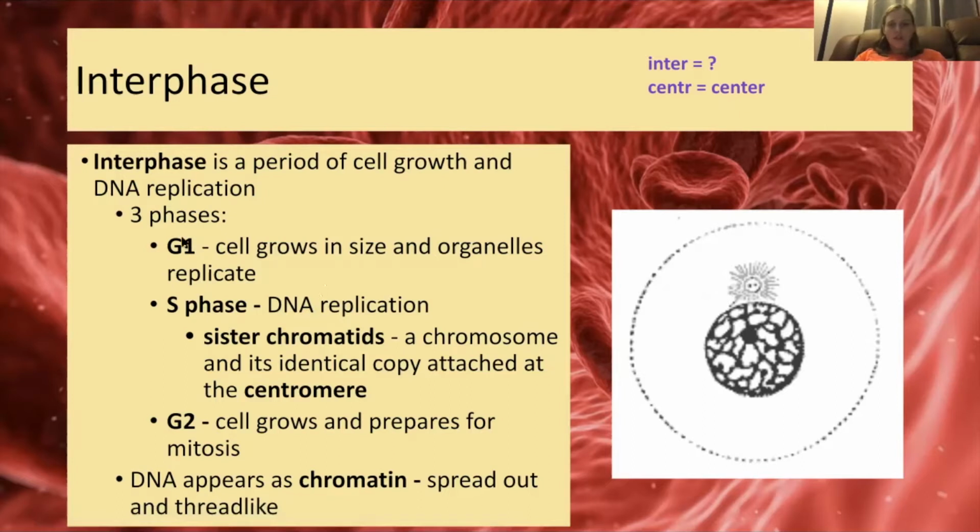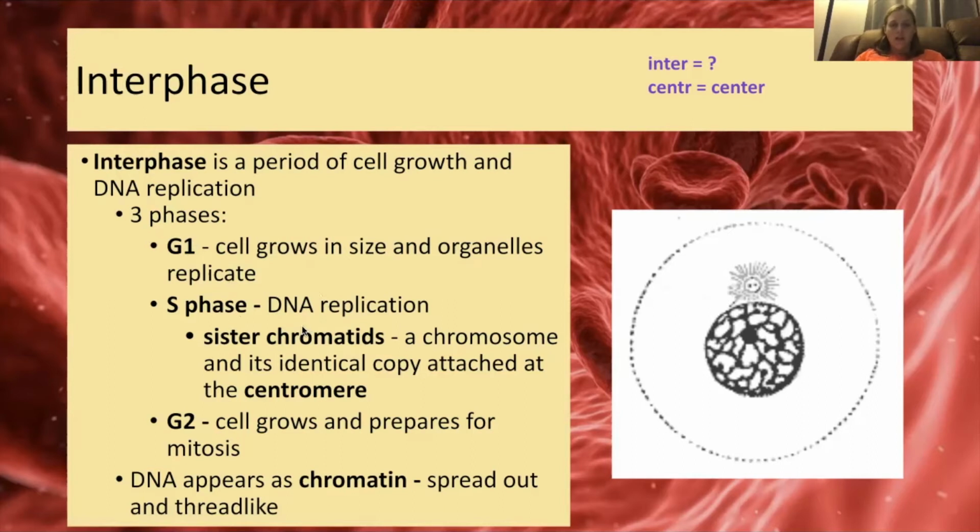During G1, the cell has just been born, so it's going to grow in size. Its organelles are going to replicate. It's going to make all the proteins that it needs for copying its DNA. Once it's got enough resources, it's going to use those proteins and go through DNA replication. Each chromosome is going to make a copy of itself.